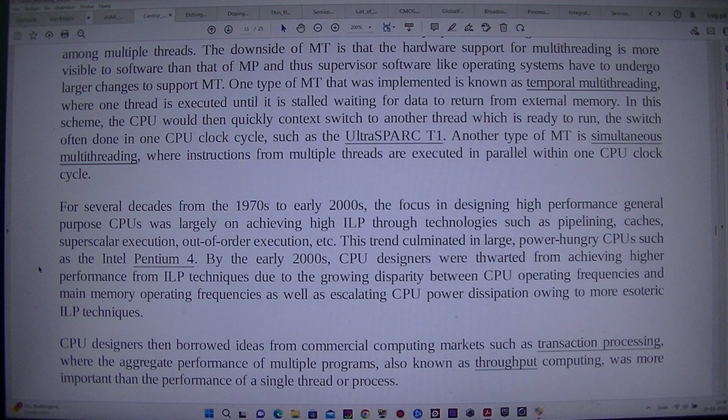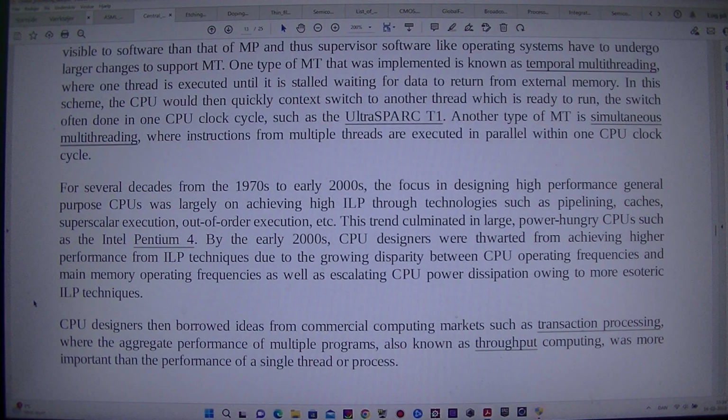By the early 2000s, CPU designers were thwarted from achieving higher performance from ILP techniques due to the growing disparity between CPU operating frequencies and main memory operating frequencies, as well as escalating CPU power dissipation owing to more esoteric ILP techniques. CPU designers then borrowed ideas from commercial computing markets such as transaction processing, where the aggregate performance of multiple programs, also known as throughput computing, was more important than the performance of a single thread or process.